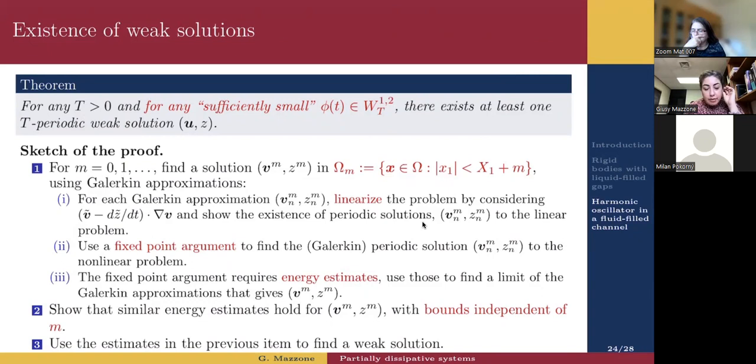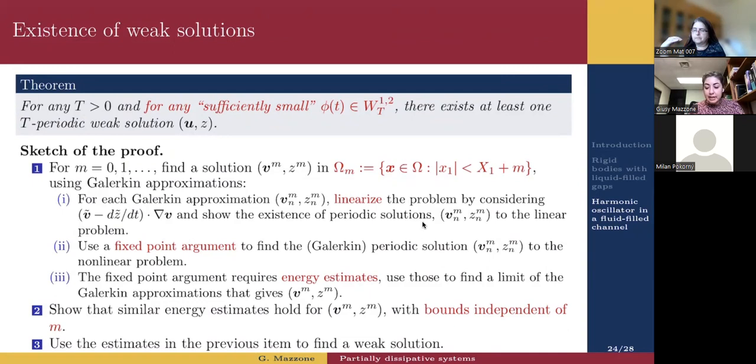So the proof is not the standard proof that we would do for periodic solutions to the Navier-Stokes equations, because that goes through a linearization principle and then a fixed point argument. So let me try to explain a little what's going on here.